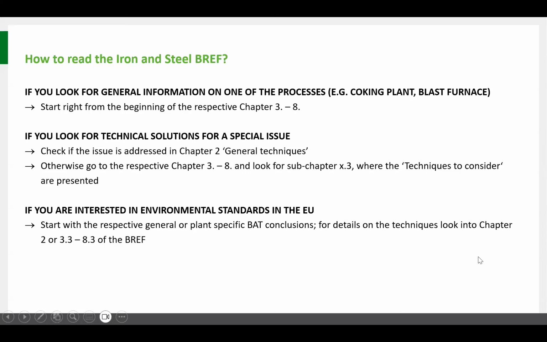And last point, if you are interested in environmental standards in the EU, then you have to look for the general or plant-specific BAT conclusions. And if you want to look for details on the techniques, then you have to refer back to chapter 2 or chapters 3 to 8 of the BREF.